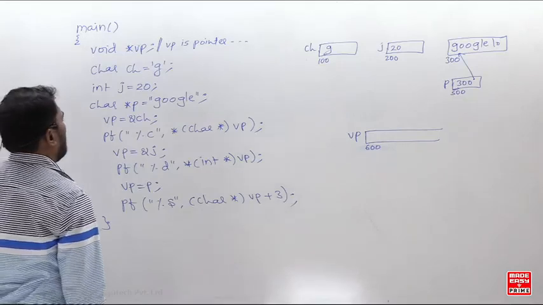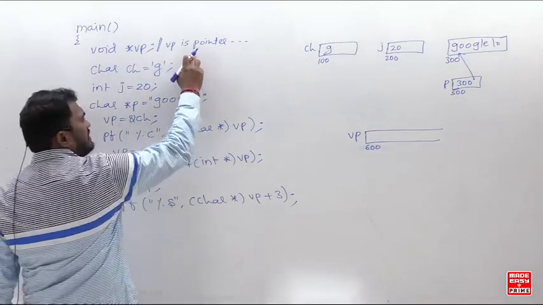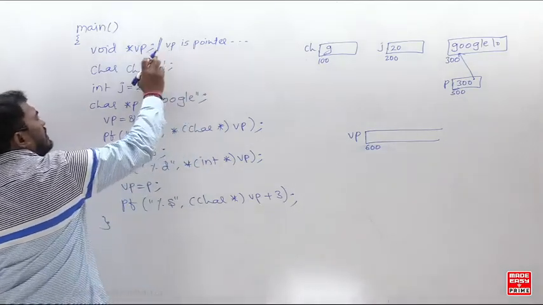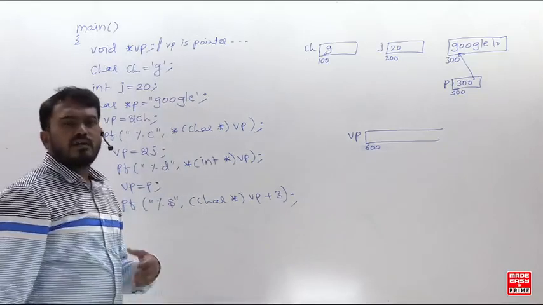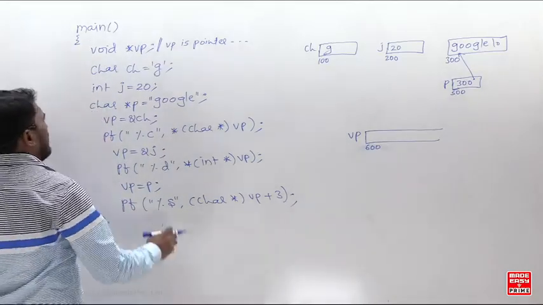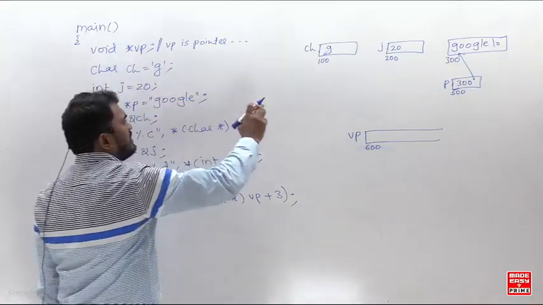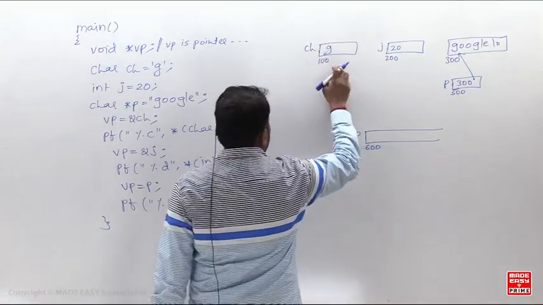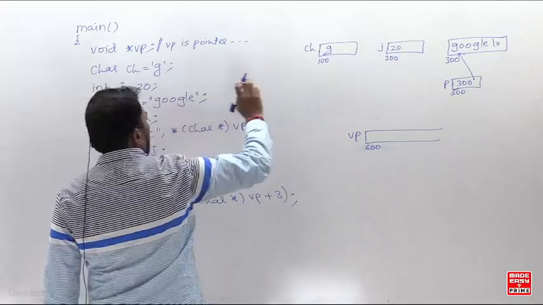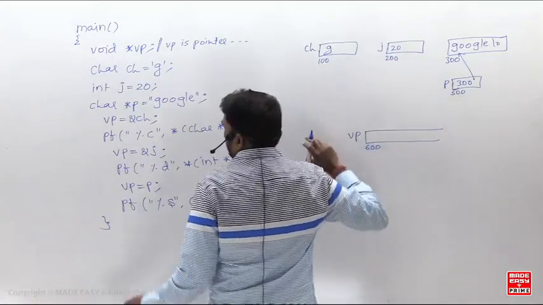Any type of variable. Okay, right. So VP is saying that it is just a pointer variable of type void. We can store the address of any type of variable, right? Fine. And next, character ch equal to G, just declaring a simple character. So that is G. It has some base address 100, and integer j equal to 20, that is a simple integer variable.